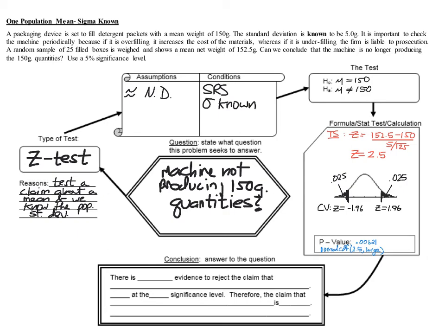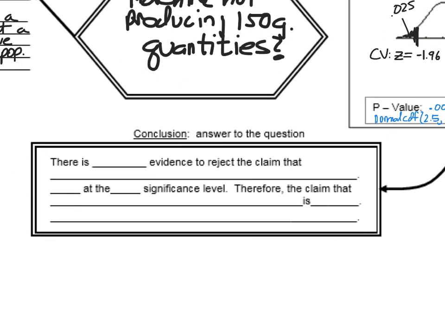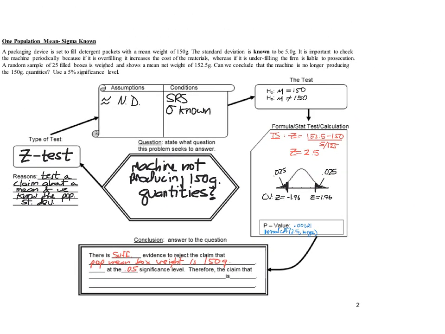All right. So our conclusion: there is sufficient evidence to reject the claim that, and we have to state the null hypothesis in words, the population mean box weight is 150 grams, at the 0.05 significance level. Therefore, the claim that, we want to answer the question. The question happens to be related to the alternative hypothesis, so if we answer their question, we're also simultaneously addressing the alternative hypothesis, so that works.